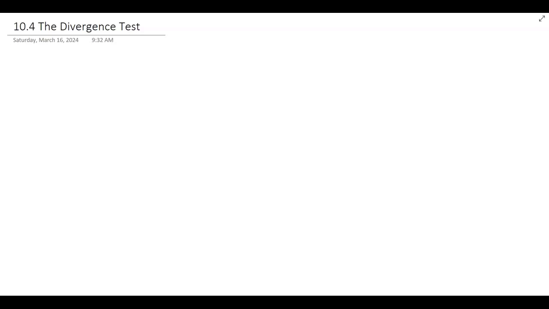And with the telescoping series, what we found is that because so many terms cancel out, you can expand the first couple terms and look at the last few terms, see what's left, and you can actually get a sum and see what your series converges to. That is not going to be the case with most series.